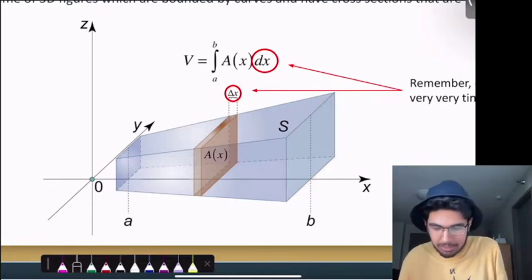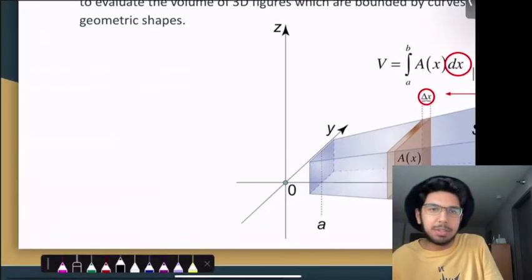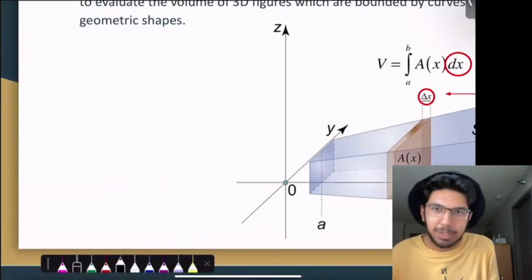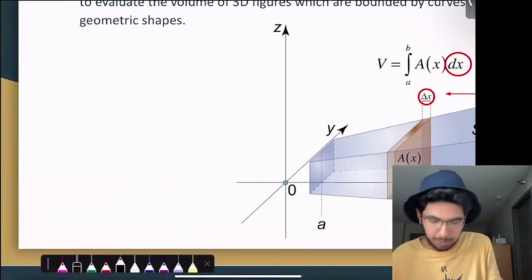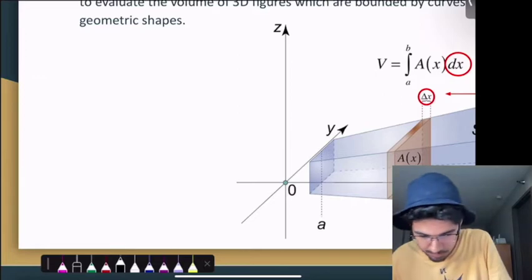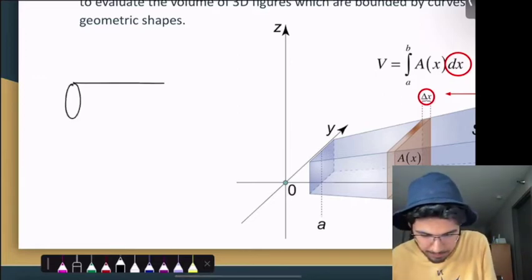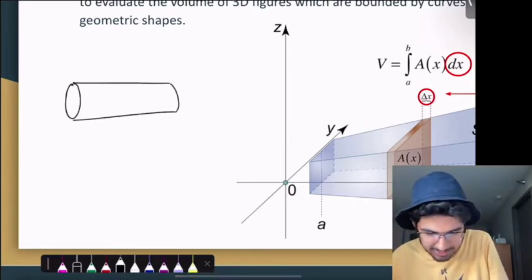Hopefully that made sense, but very briefly, let me do a tangent and explain with a simpler shape what's going on. This is a cylinder, right?